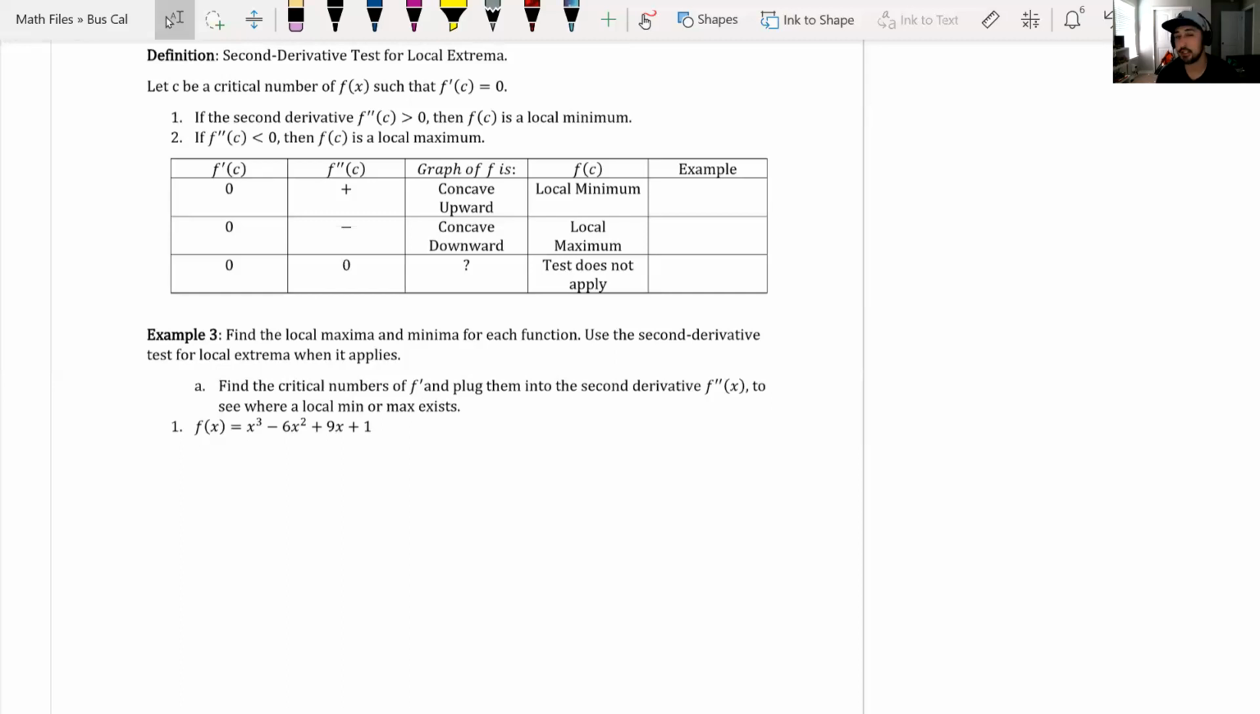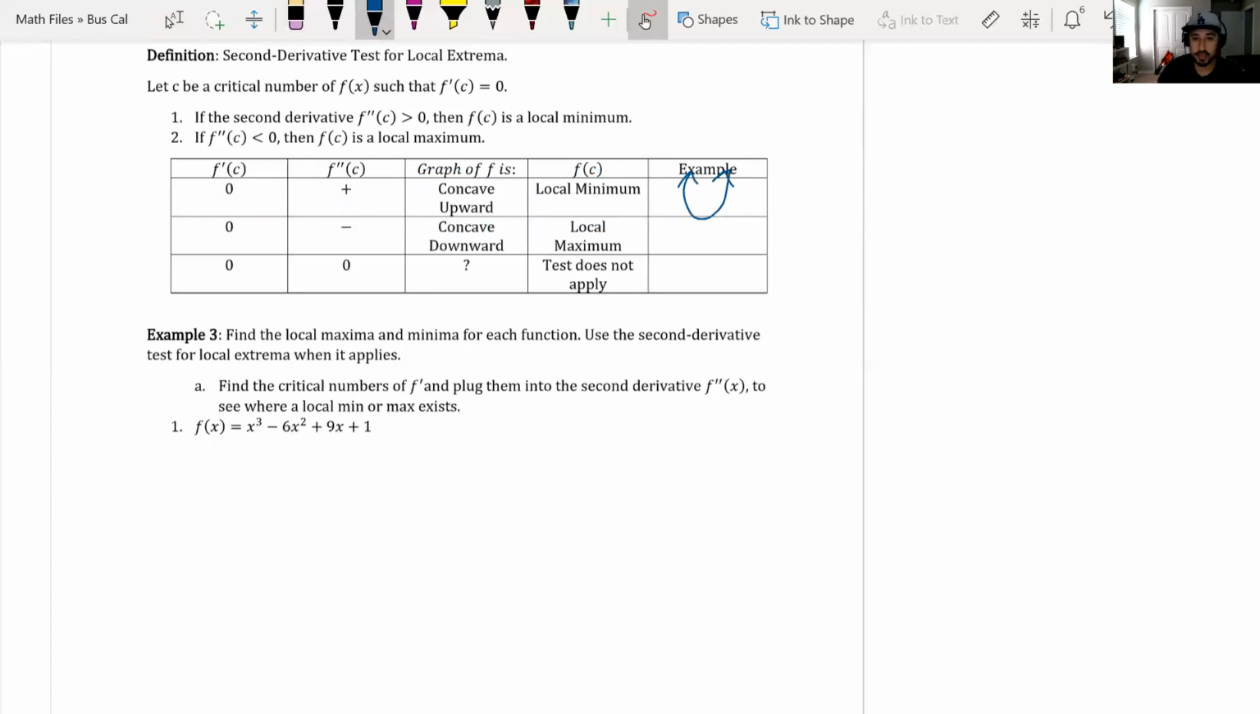So use it or don't, up to you. Okay, so let me fill out this chart. For the very first one, it says the first derivative at the critical number is 0, and the second derivative at that critical number is positive. This means that the original function will be concave up, which means at that critical number, we'll have a local minimum. And what that means is that if you have a local minimum, your graph should look like this. You'll have a local minimum.